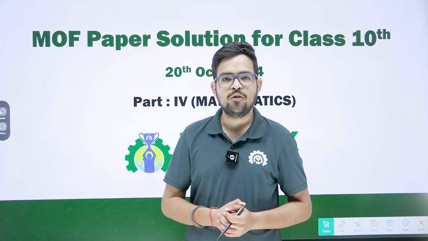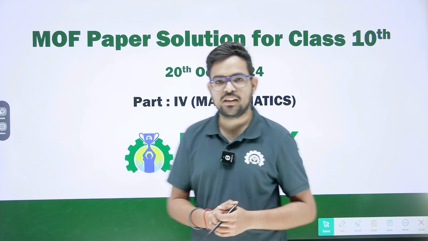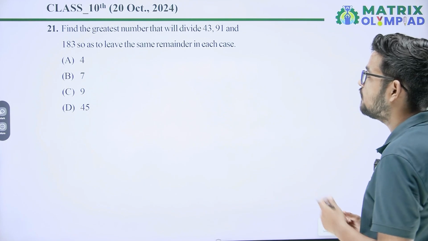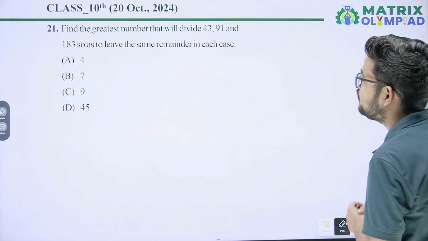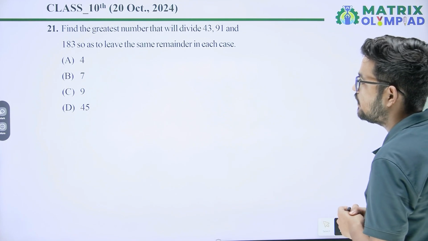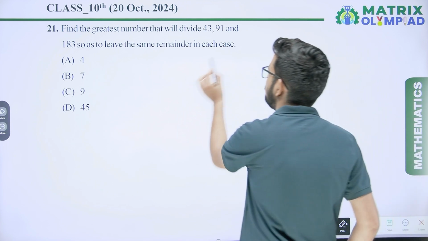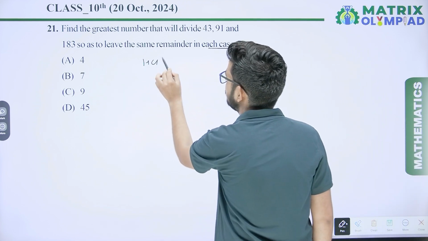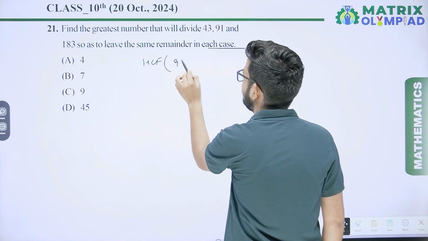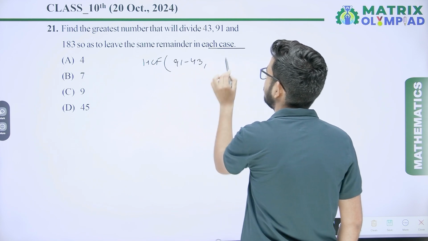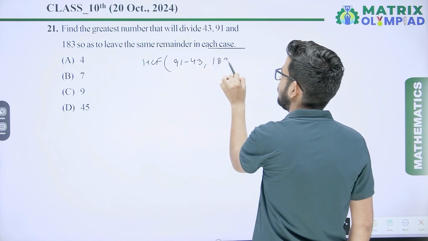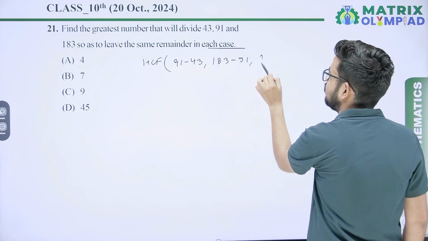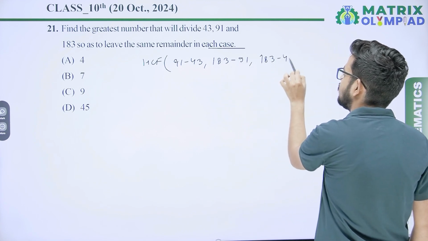Hello and welcome to paper solution of class 10th mathematics. Our 21st question is, find the greatest number that will divide 43, 91 and 183 so as to leave the same remainder in each case. So it means that number will be the HCF of 91 minus 43, 183 minus 91 and 183 minus 43.